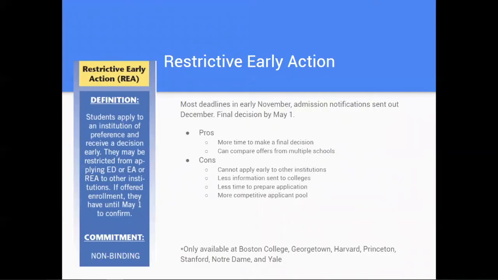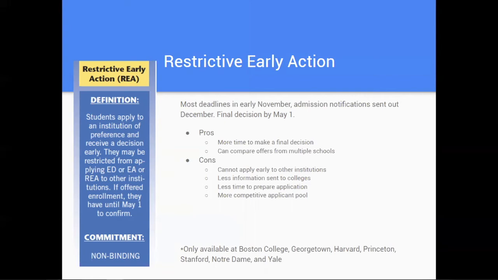Restrictive early action is really similar to the regular early action. Students apply to an institution of their preference and receive a decision early. However, they may be restricted from applying ED or EA or REA to other institutions. If offered enrollment, they have until May 1st to confirm.